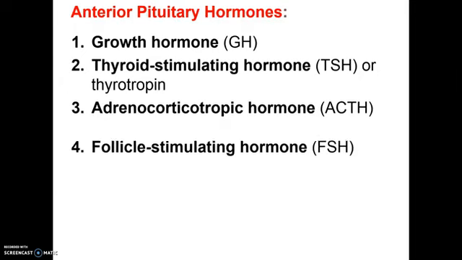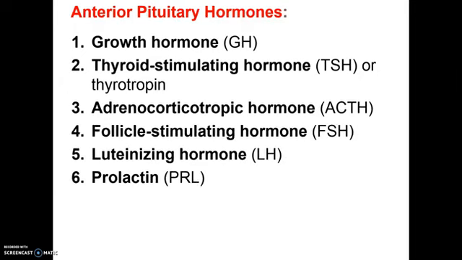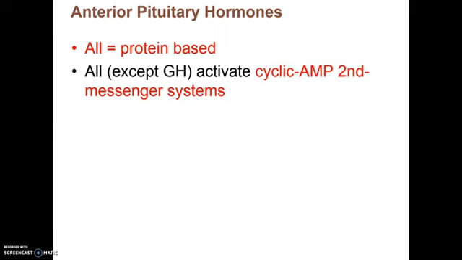Anterior pituitary hormones. This is important to know. Six hormones are released by the anterior pituitary. So know the name of each hormone: growth hormone, thyroid stimulating hormone, adrenocorticotropic hormone, follicle stimulating hormone, and luteinizing hormone. They are known as tropic hormones because they stimulate the activity of other glands.